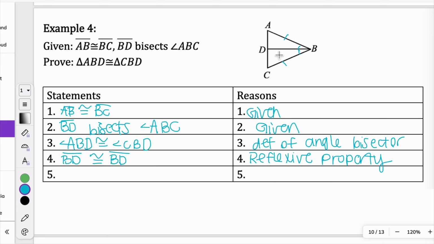And then now I have side, angle, side. So using that included angle, triangle ABD is congruent to triangle CBD using the side, angle, side congruence theorem.